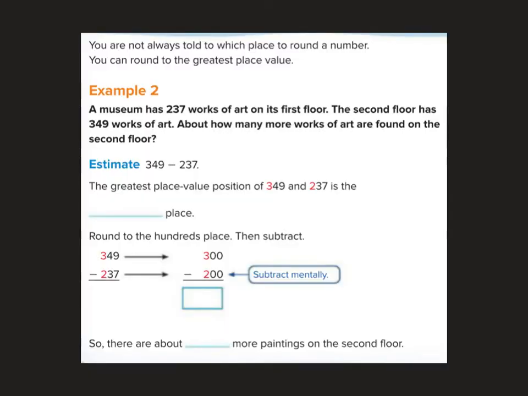You are not always told which place value to round a number to, which I love because in math most of the time it's kind of like, hey, you've got to do it this one way. Not the case for these. You can round to the greatest place value even, okay?